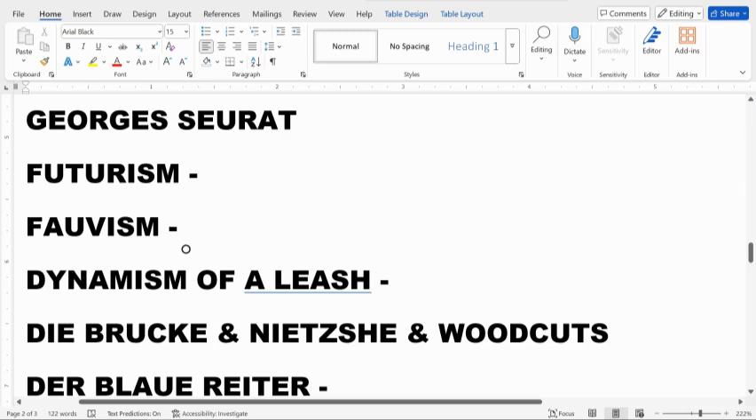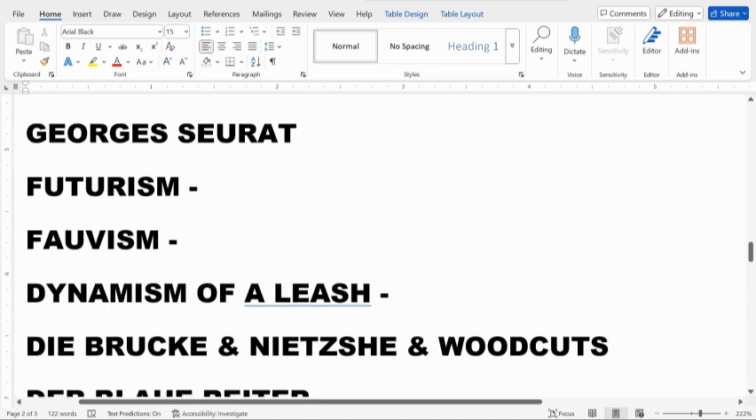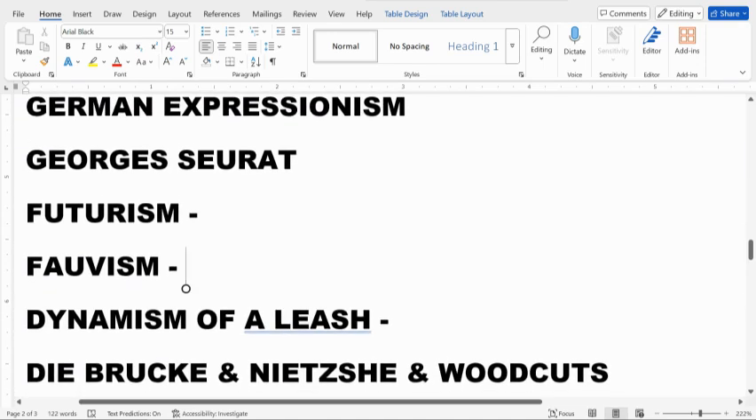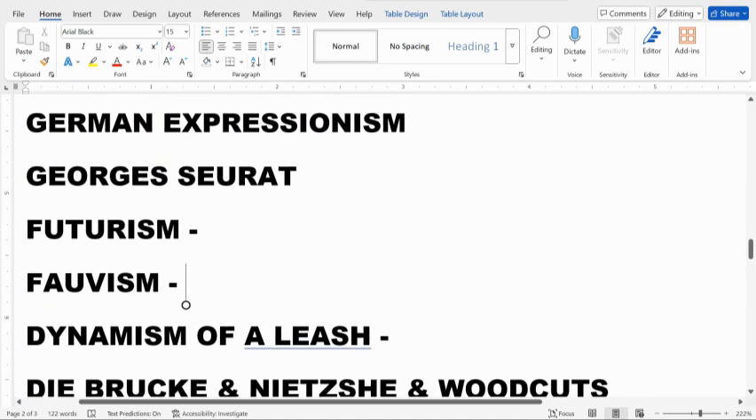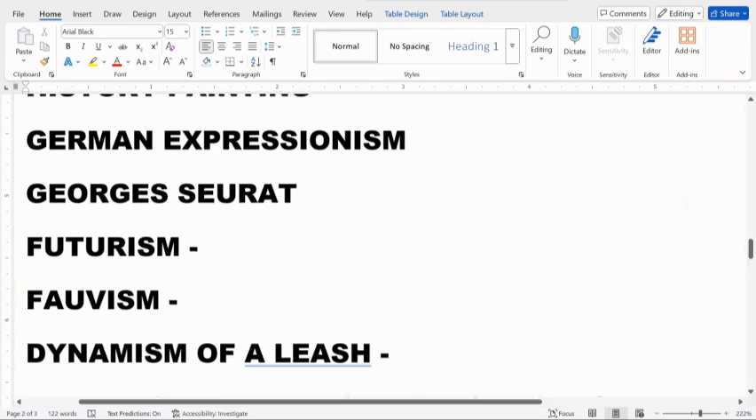All right, George Seurat is on the test. We talked about him last unit. I did not talk about him this unit, except for a very little bit. All right, German Expressionism is on the test. There are two main kinds of German Expressionism. Do you remember what they are? Die Brücke is one, and the Blue Rider is the other.